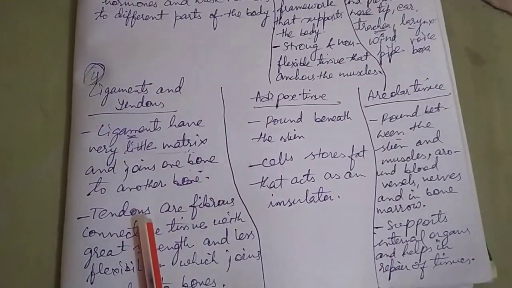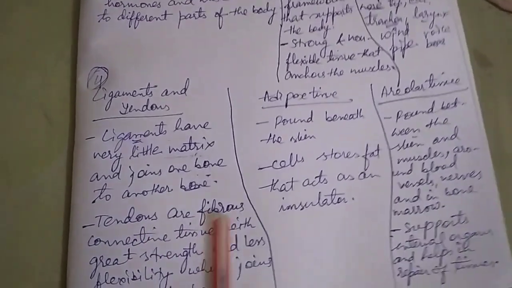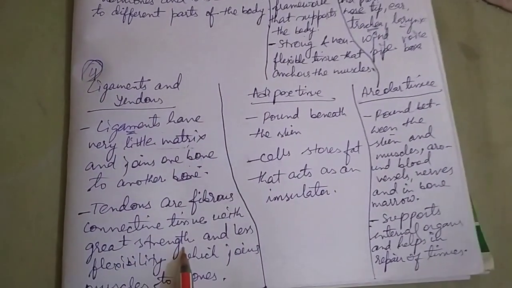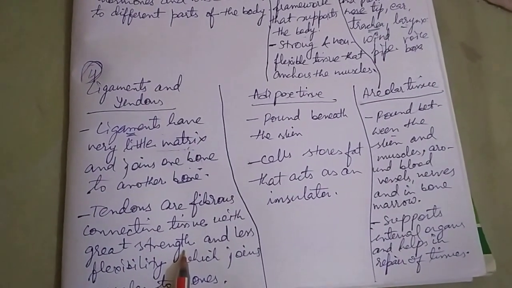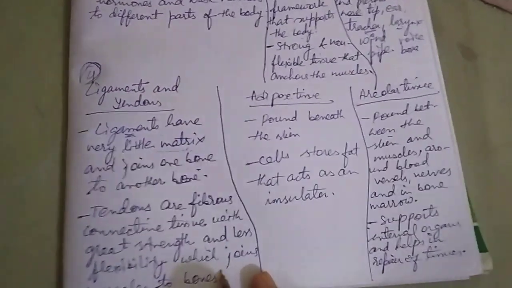The second type is tendons. Tendons are also connective tissue, but they are fibrous. They have fiber-like, thread-like structures. They are connective tissues with great strength. They are very strong, but they are not as flexible. They are flexible, but not as much as ligaments are flexible.